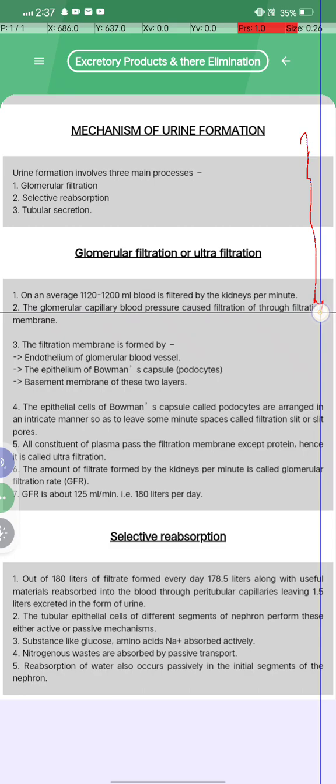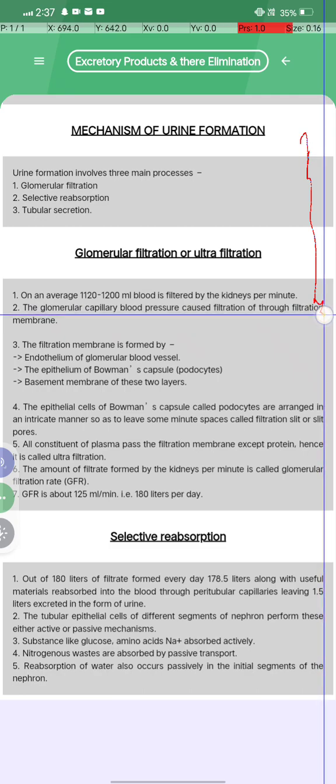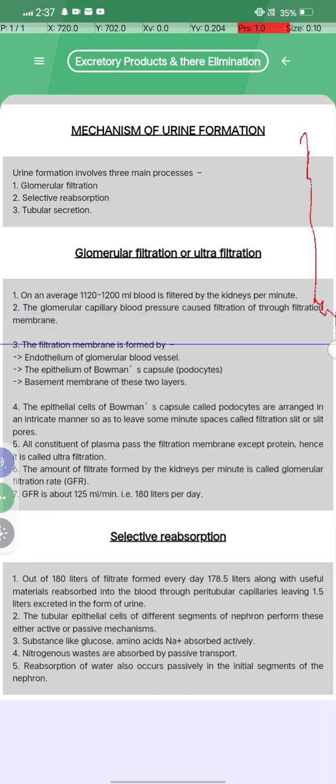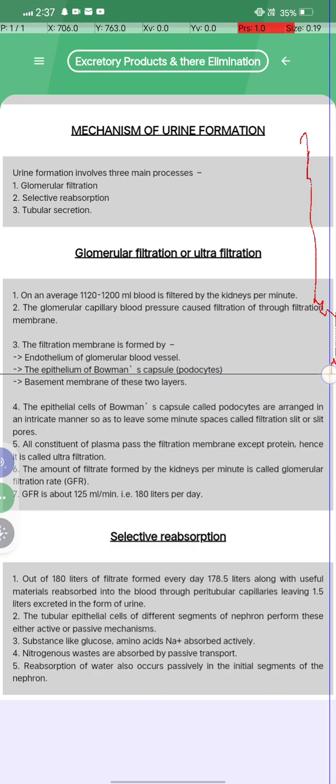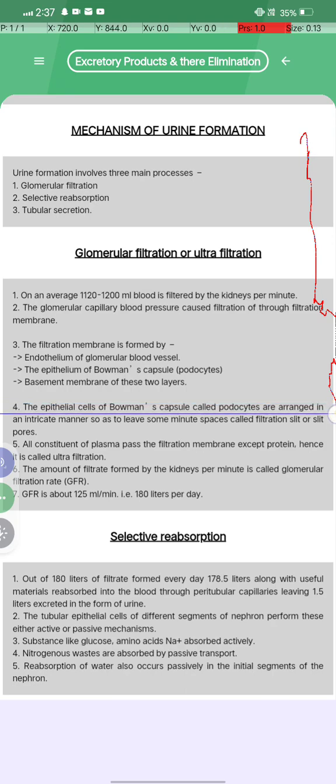The glomerular capillary blood pressure causes filtration of blood through the filtration membrane. Third, the filtration membrane is formed by the endothelium of the glomerular blood vessel, the epithelium of Bowman's capsule, podocytes, and the basement membrane between these two layers. Fourth, the epithelial cells of Bowman's capsule, called podocytes, are arranged in an intricate manner so as to leave some minute spaces called filtration slits or slit pores. All constituents of plasma pass through the filtration membrane except proteins, and hence it is called ultrafiltration.